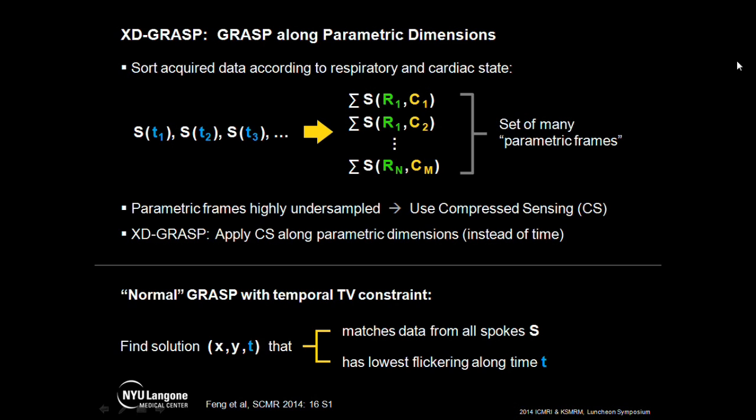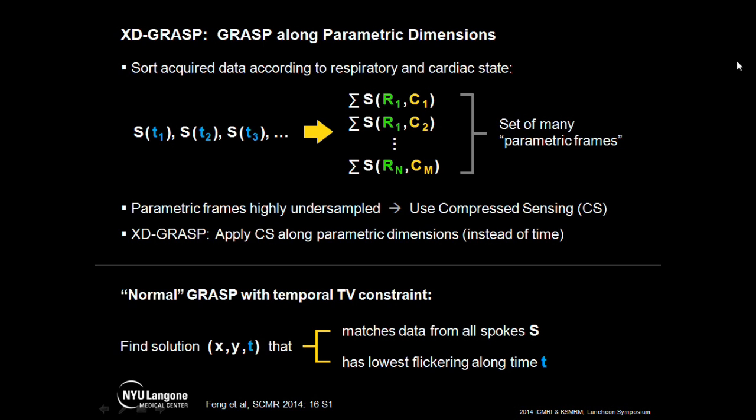And this gives us many different parametric frames, and each of these parametric frames contains a different combination of a respiratory state and a cardiac state. So we basically get k-space data for many different parametric states. But of course this data is undersampled, because we do not have enough data for all these different combinations of respiratory and cardiac states. And therefore it again makes sense to use compressed sensing.